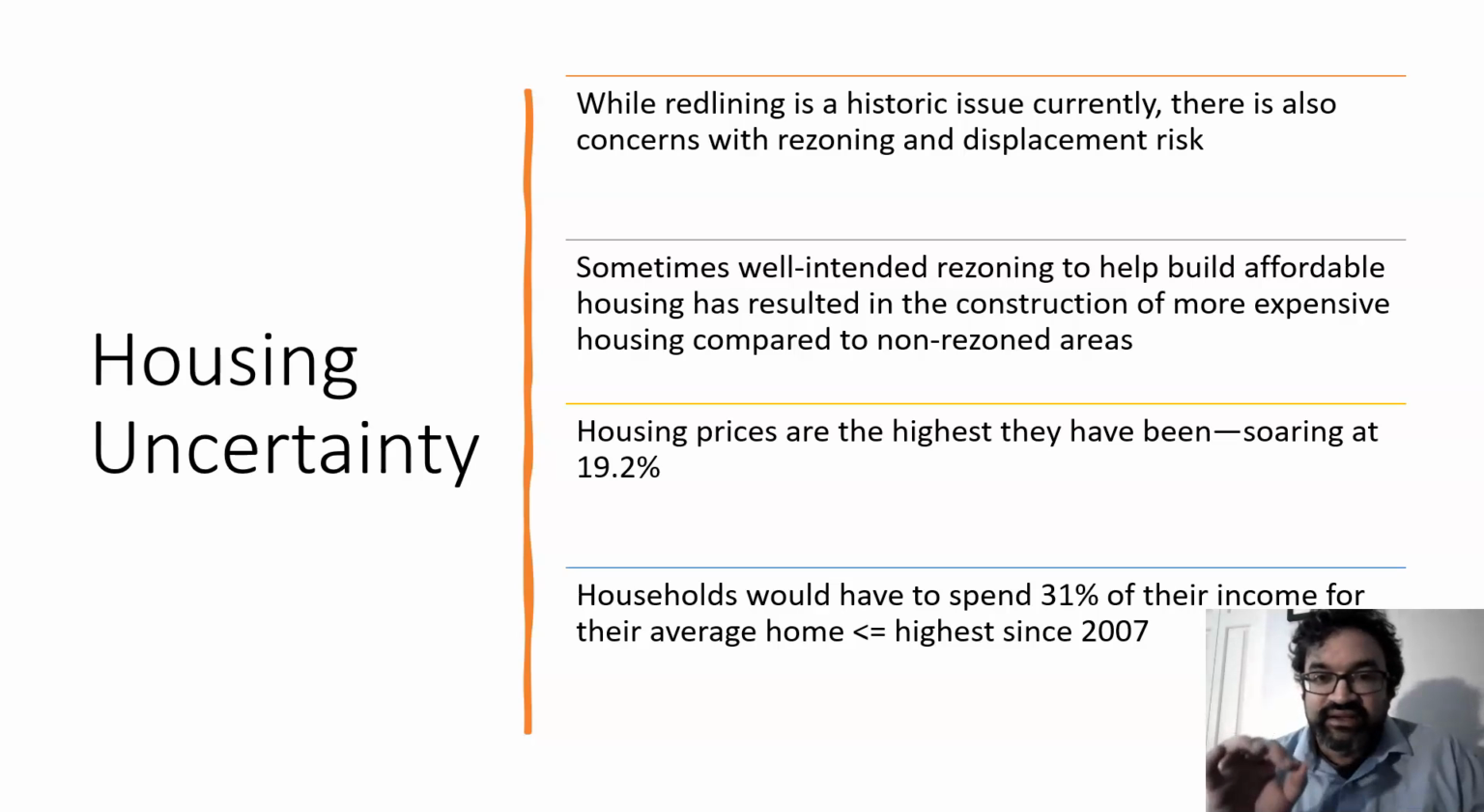So just trying to extrapolate that and thinking about modern day, it actually affects Latinx communities and other Black and Brown communities disproportionately. So there's also kind of an overall fear, because housing prices are the highest that they've been, that 19.2% of households would have to spend a third of their income for an average home.